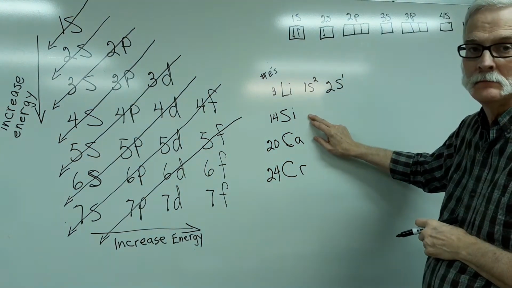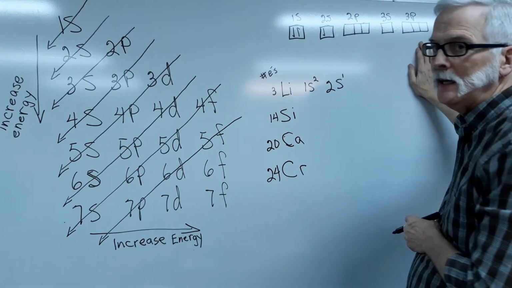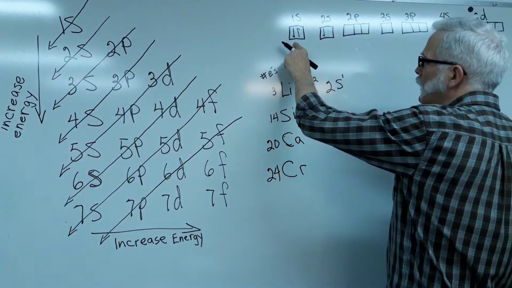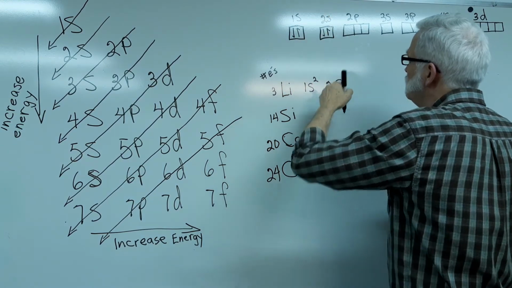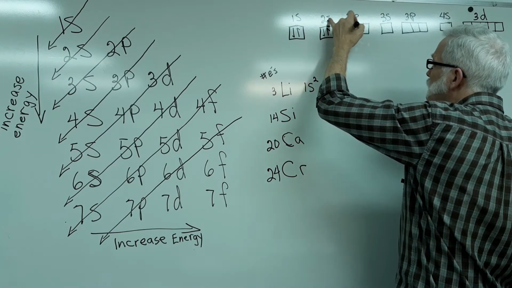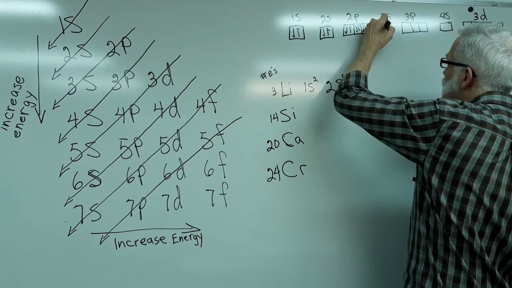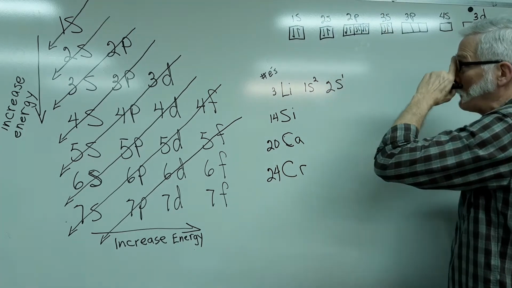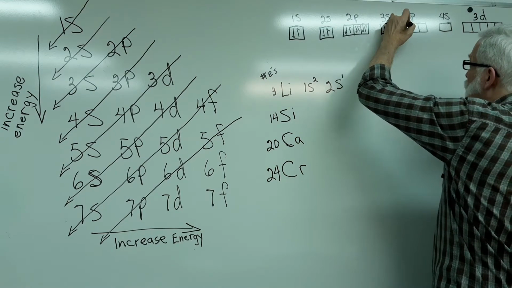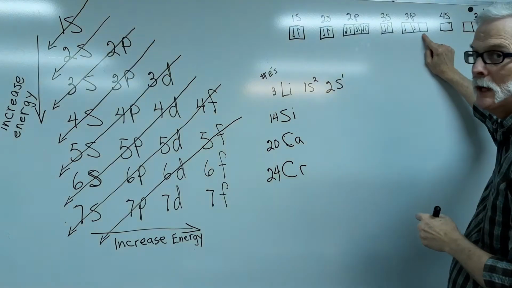Let's look at silicon. Silicon has 14 electrons. So we're going to keep filling until we get to 14 electrons. So we've got 1s2, 2s2. Now we come to the P. 1, 1, 1, 2, 2, 2. How many do we have? 2, 4, 6, 8, 10, 12. We need 2 more. So that's going to be 1, 2. Right? Hund's rule.